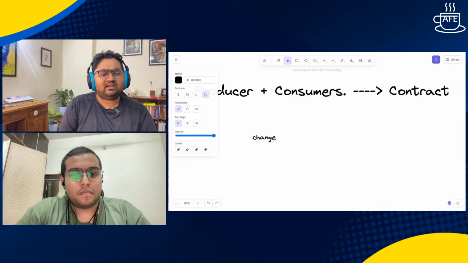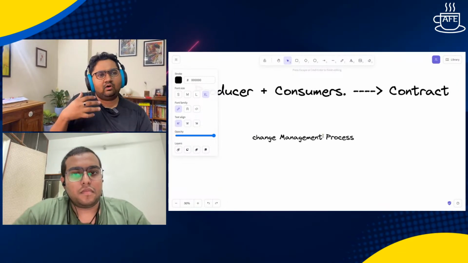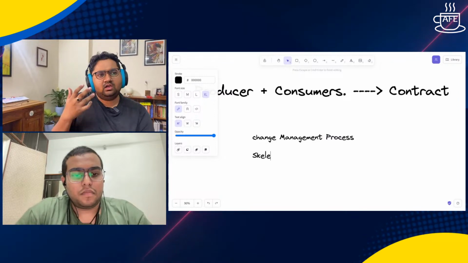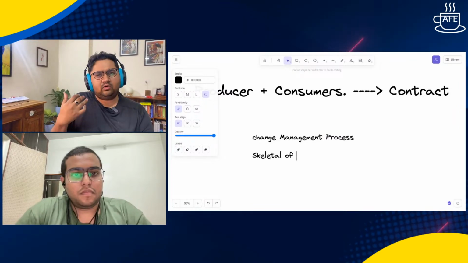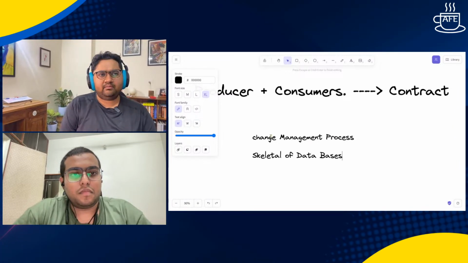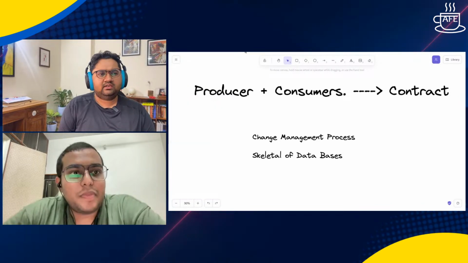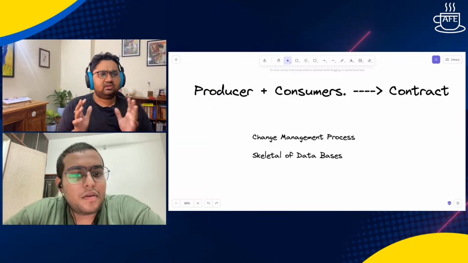So it's basically just a few lines or a skeletal of how the data should look, how the DB object should look like, what, as I mentioned, the keys should look like, and that's pretty much what a data contract is. Now, there could also be conversations around other areas.